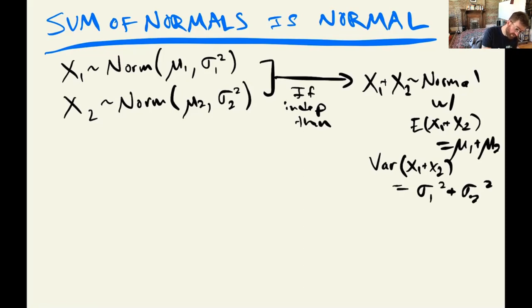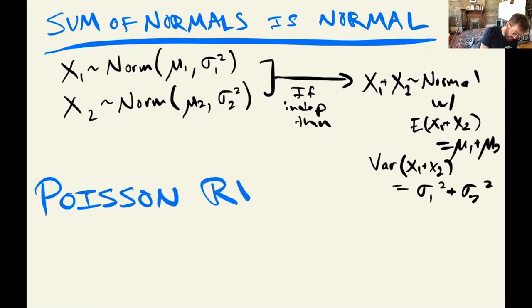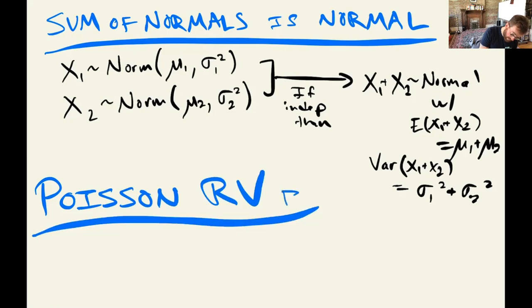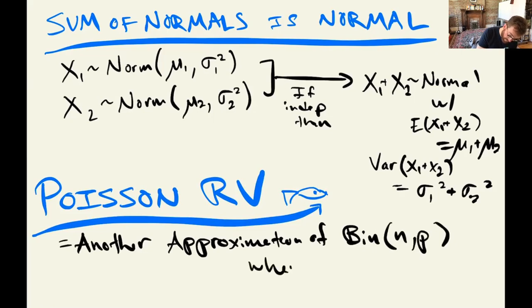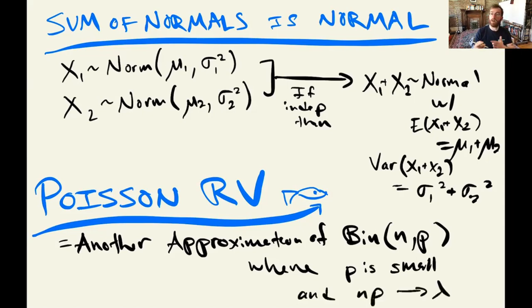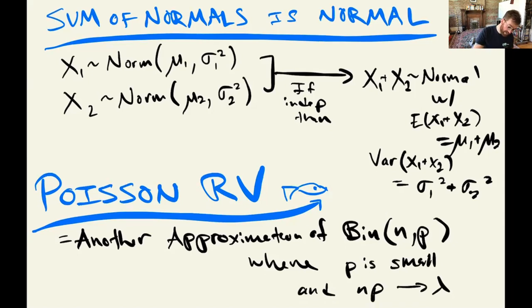This same phenomenon is true of a random variable that we just introduced last lecture, namely the Poisson random variable, which, if you remember, is our fish random variable. This is another approximation of the binomial random variable with n tries and p, where p is small. And I usually mean like very small. And usually p is actually in some sense a function of n. And we look at sort of the limit of this ratio of these two things. We assume it approaches some parameter lambda.